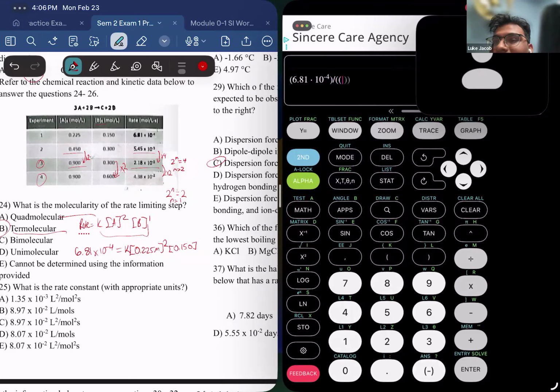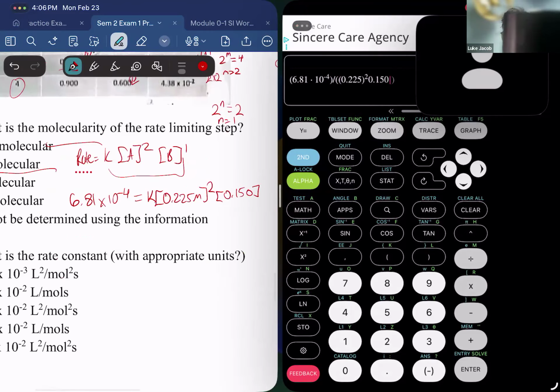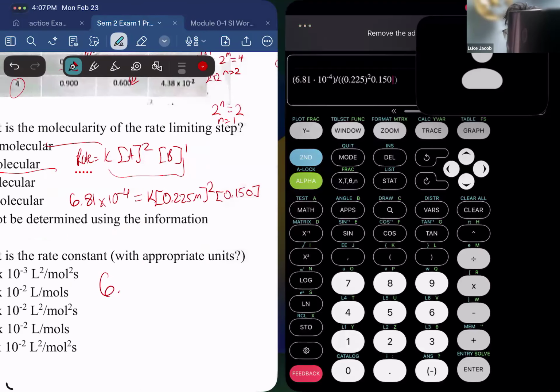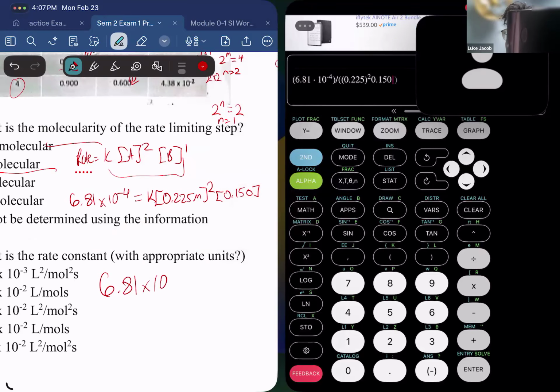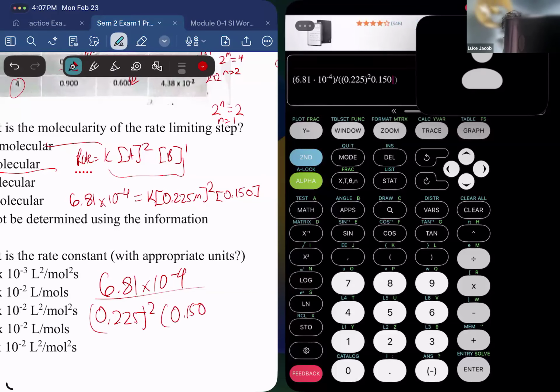Now we're going to put a lot of things in parentheses. We're going to put 0.225, close parentheses, squared. And then we're going to put 0.150. Okay, we just put one thing in parentheses. But that's essentially what we're going to do here, right? If I write out this thing, it's going to be 6.81 times 10 to the negative 4 divided by 0.225 squared times 0.150, and that should equal K.